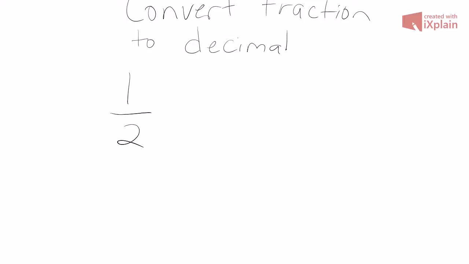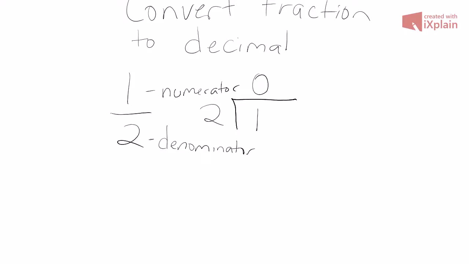And to get this as a decimal, what we need to do is set up a division problem. The top is our numerator. The numerator always goes under the house. And then the denominator always goes on the outside and goes into the number. So it's, how many times can 2 go into 1? Well, 2 can't go into 1. So that needs to be a 0.